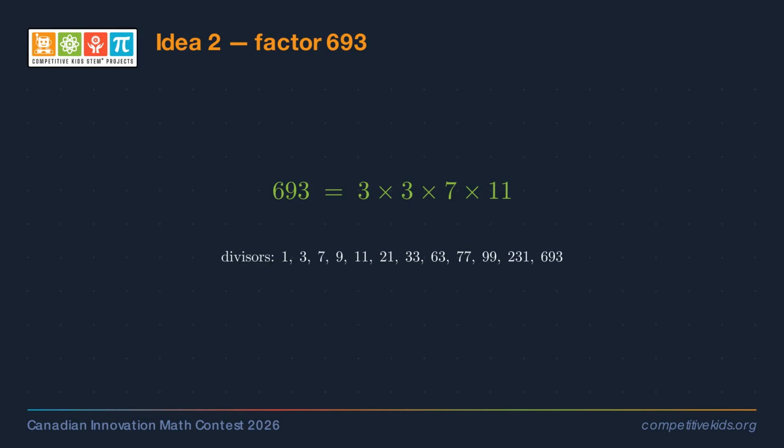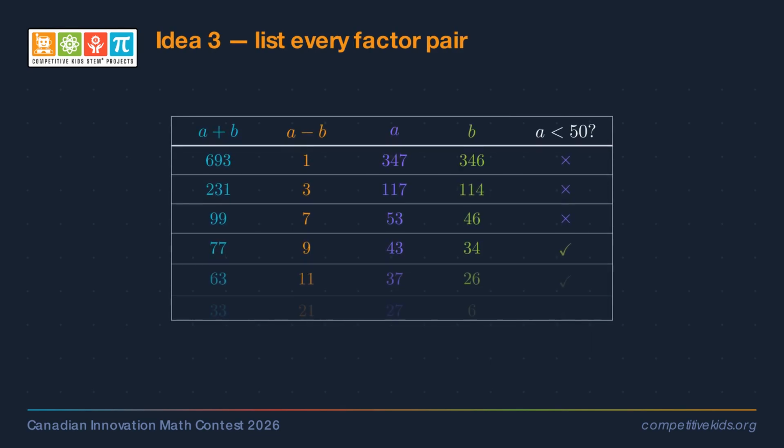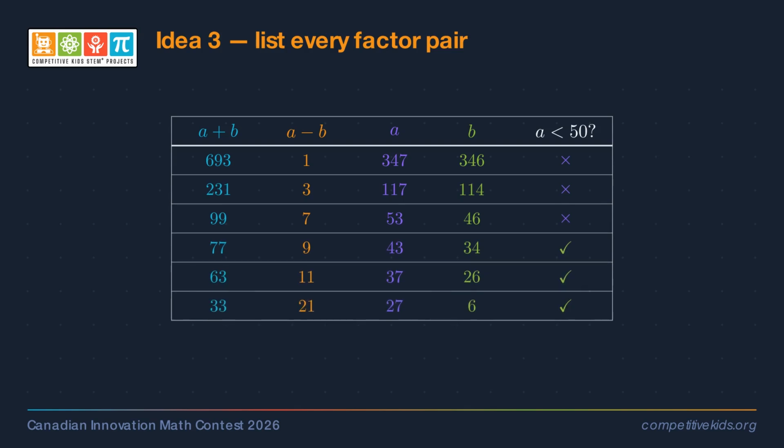The whole number divisors are 1, 3, 7, 9, 11, 21, 33, 63, 77, 99, 231, and 693. Now list every factor pair where the bigger number is a + b and the smaller number is a - b. There are 6. For each pair, solve for a and b.